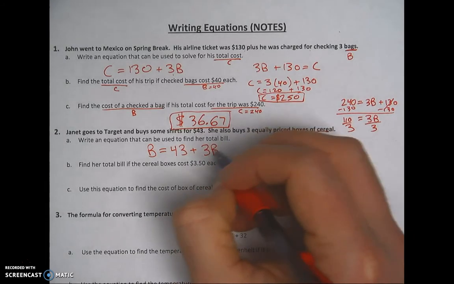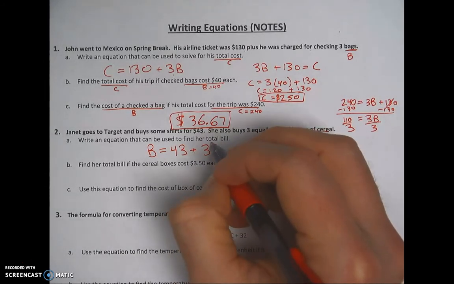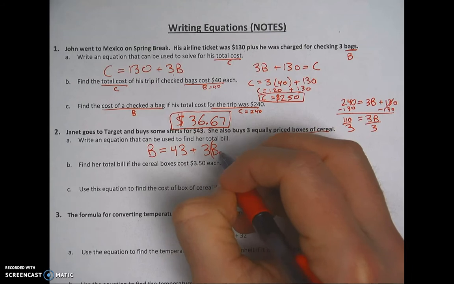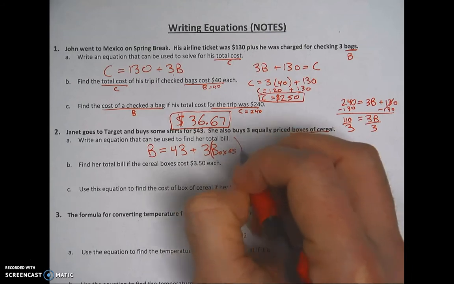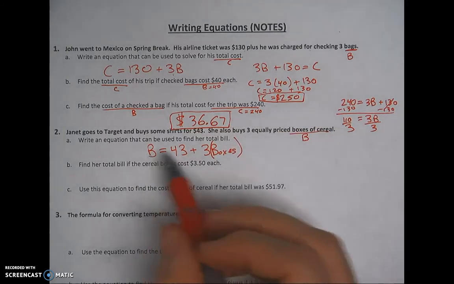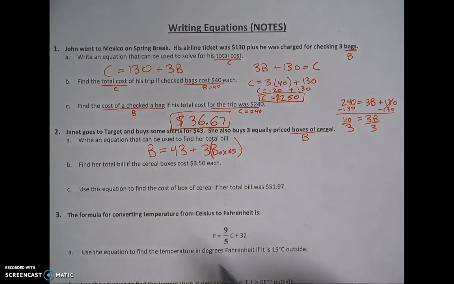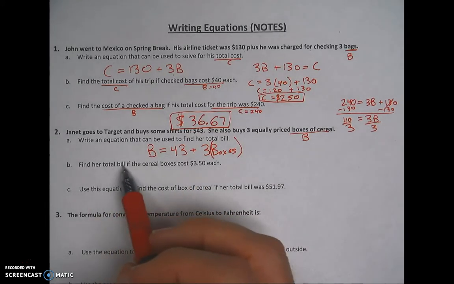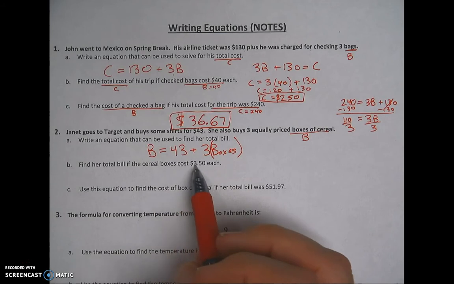Okay, so I'm going to have to change this right here. So instead of 3 times B, I'm going to put 3 times the boxes. Okay, we don't want the same letter for both things because they represent different stuff. So now find her total bill if the cereal boxes cost $3.50 each.